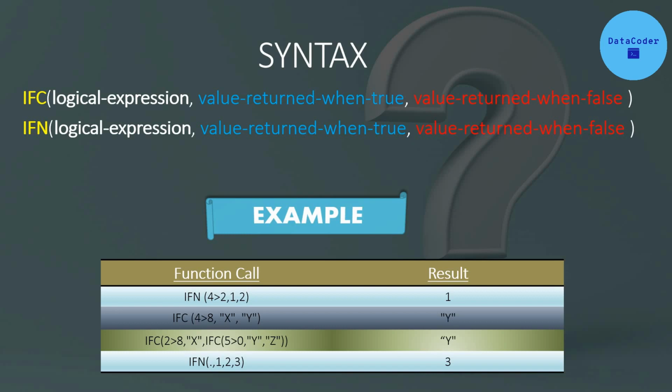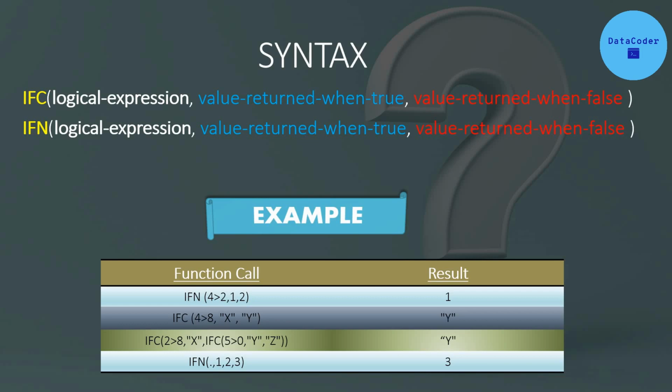In the second example, we have a character function, IFC, and the condition is 4 greater than 8. The second argument is x and the third argument is y. So here 4 greater than 8 is false, and we are getting the third argument as our result, that is y. Next is IFC, where 2 greater than 8 is the logical expression, the first argument to the function call. Then the second argument is x, and as the third argument we have again given a function call, IFC 5 greater than 0, y and z.